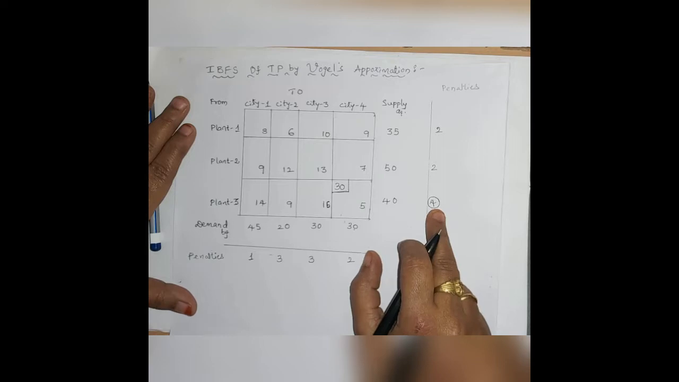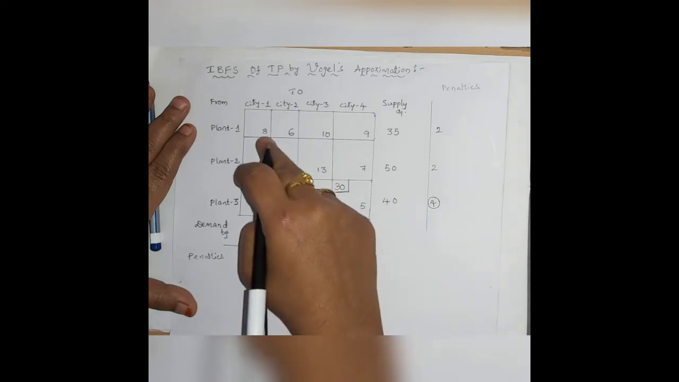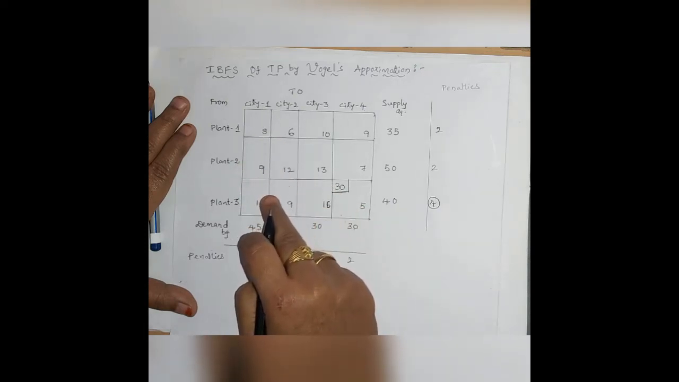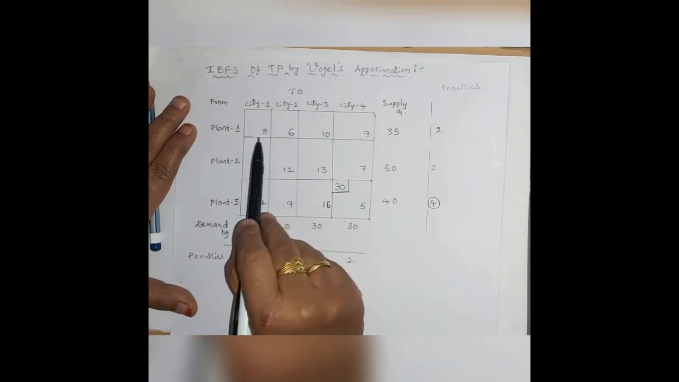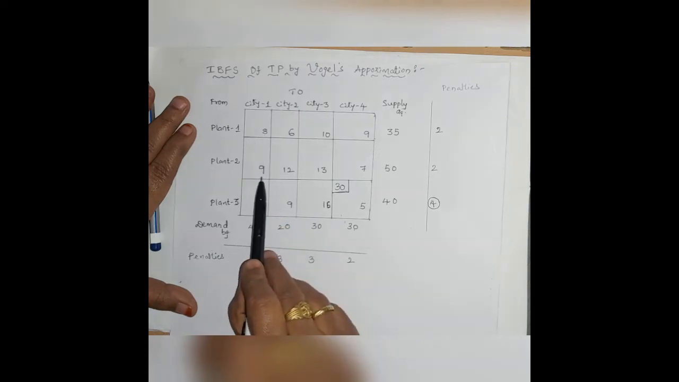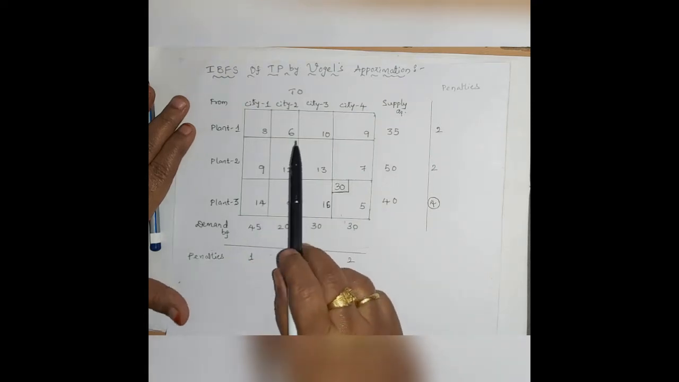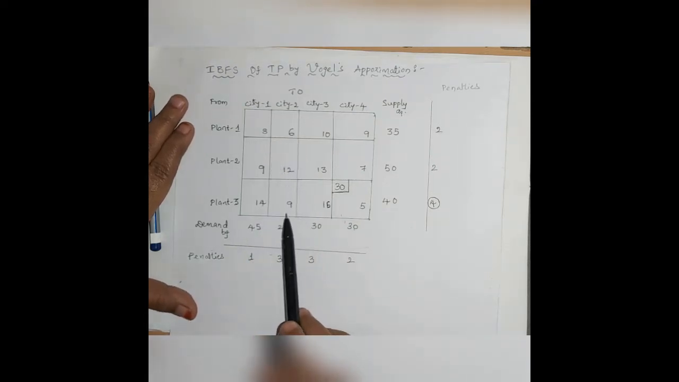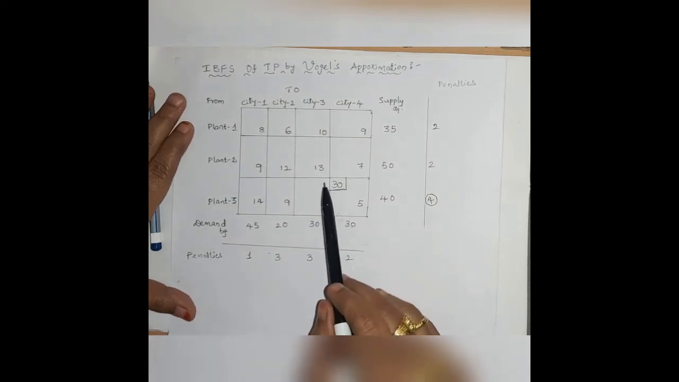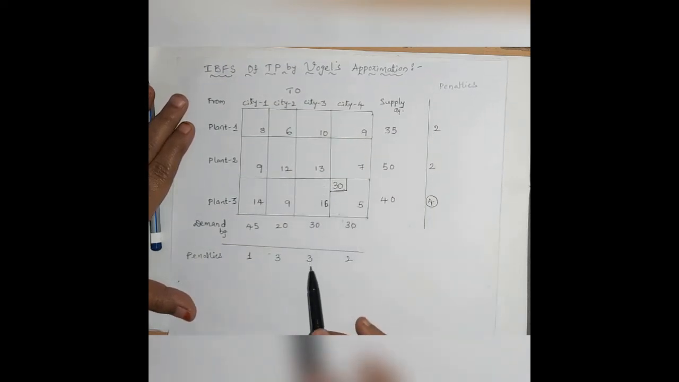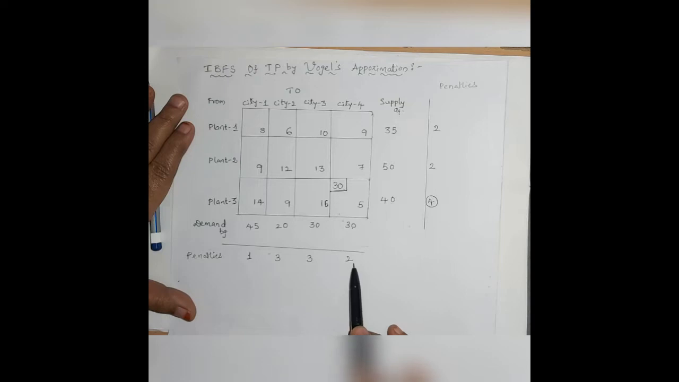Similarly, obtain the penalties for the columns also. For the first city or the first column, the smallest cost is 8 and the next smallest cost is 9. The difference between them is 1. For the second column, the minimum cost is 6 and the next to minimum cost is 9. The difference between them is 3. Similarly, for city 3 and city 4, the penalties are 3 and 2.